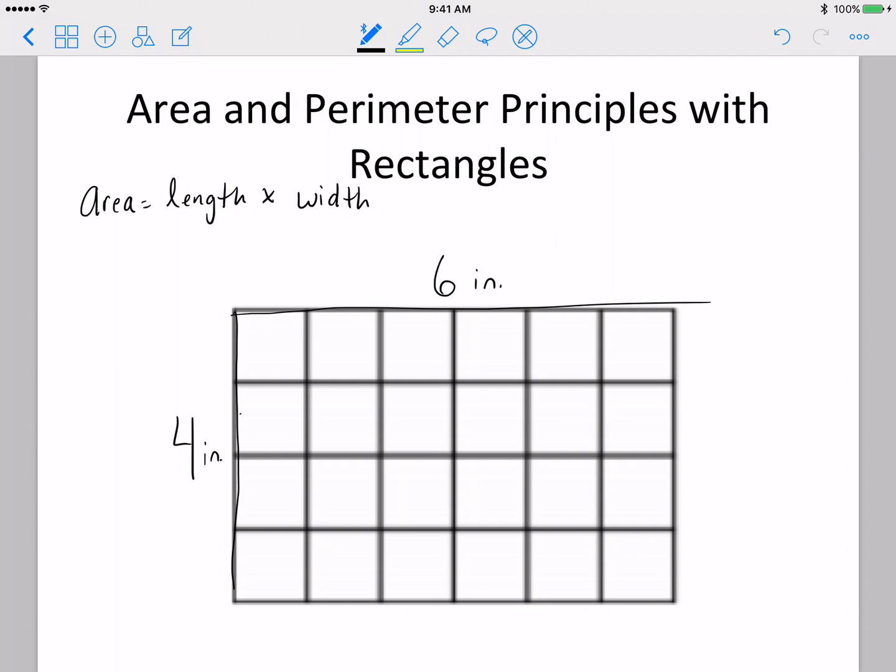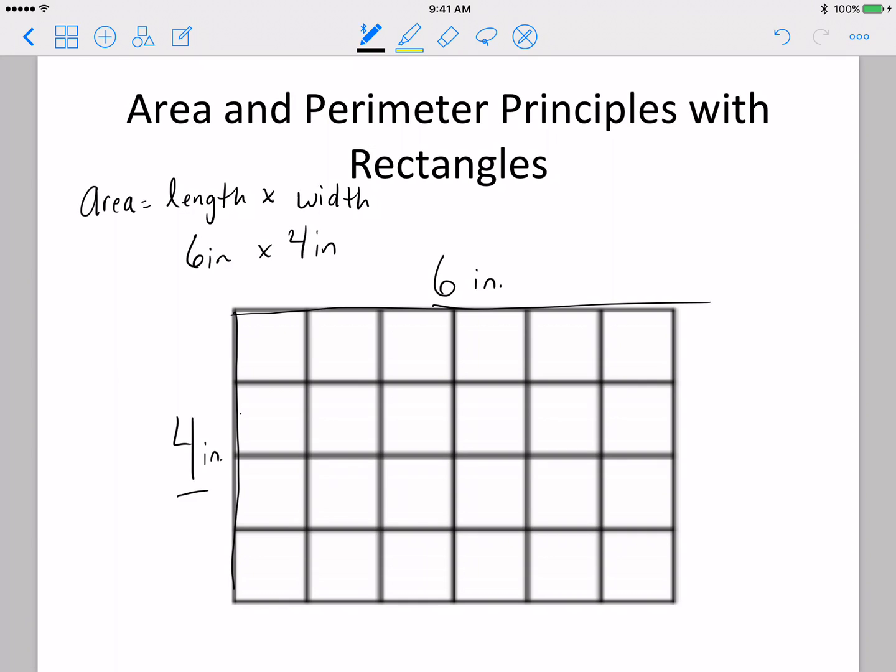Okay, so length times width. We could also do repeated addition, lots of other things, or just purely counting. But when we get into bigger numbers, that's going to be tough. So multiplication is going to be our most efficient way to think about this. So if we do want to find the area of this rectangle, we're going to do our length, which is 6 inches, times our width, which is 4 inches.